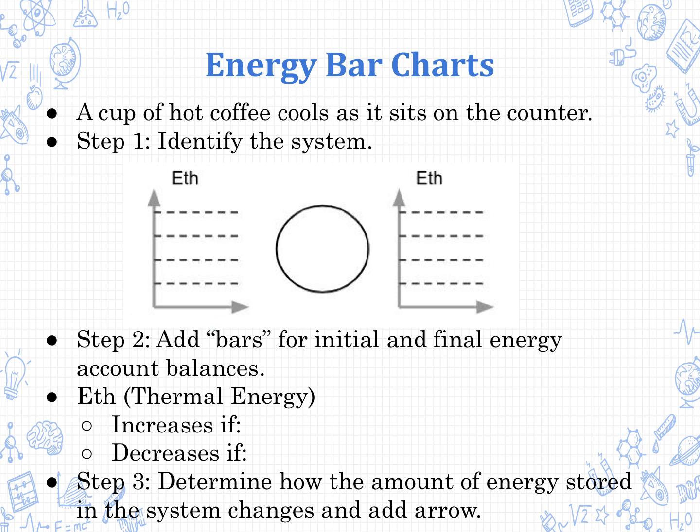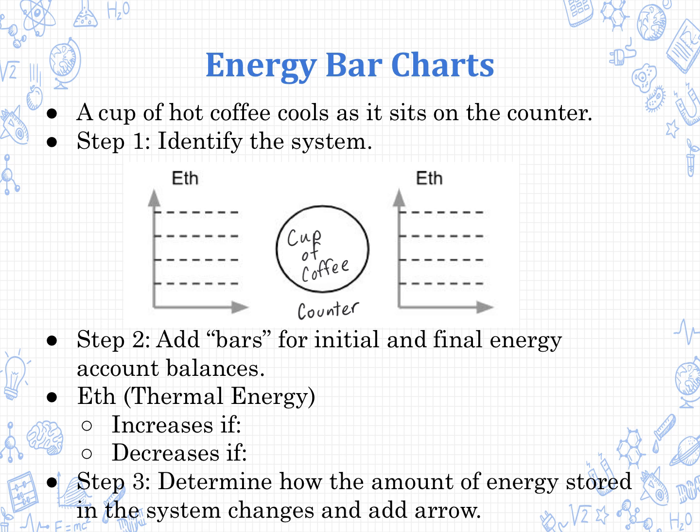So here, in this energy bar chart, the first bar chart represents how much energy we have in our system before a change. The second bar chart represents how much of that energy we have in our system after the change. And the circle in the middle is where we identify what our system is going to be. So in this story, a cup of hot coffee cools as it sits on the counter. So the cup of coffee is our system. And you also can think about what things are not in the system and draw them outside the system. So here, the kitchen counter is something that's outside of the system.